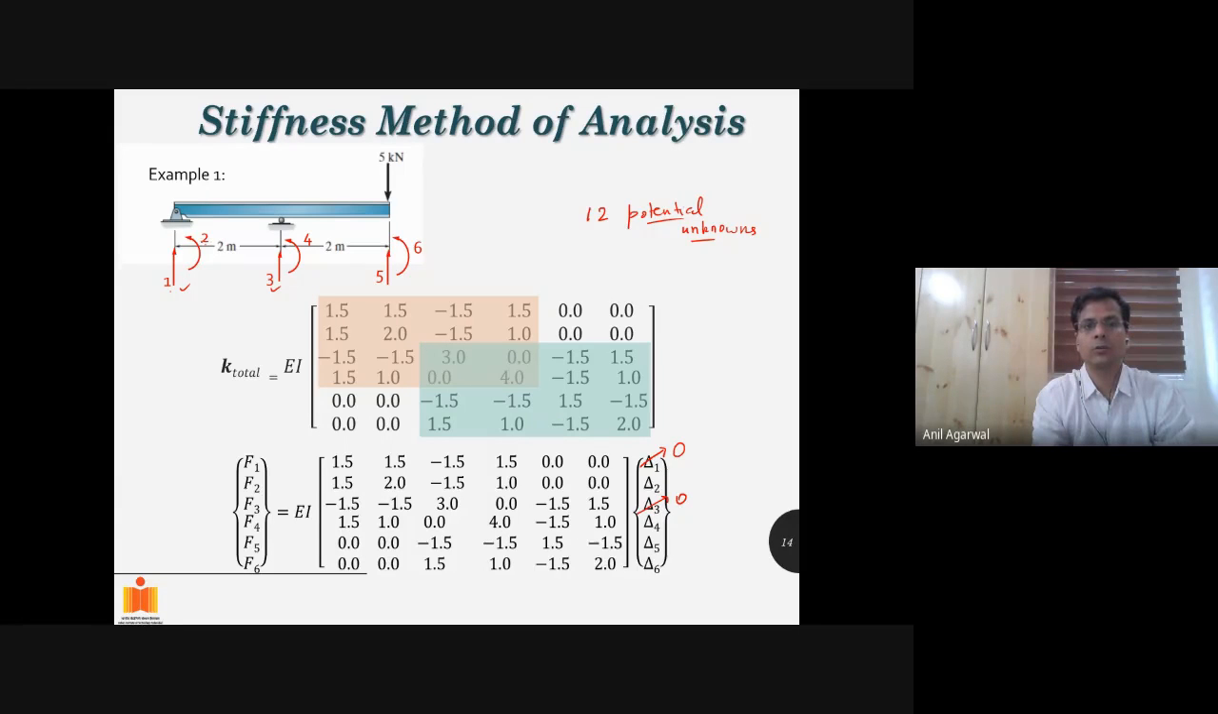Okay, delta 2 we don't know. There will be actual rotation, we don't know how much it will be. There may be actual rotation at 4, we don't know. Delta 5, delta 6 are not known. Okay. Do we know force in one direction? How much reaction are we getting? Don't know yet. Do we know how much moment are we applying at this joint?